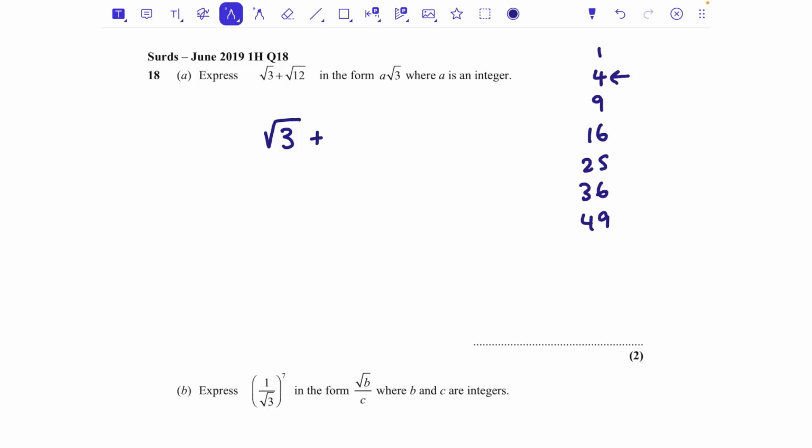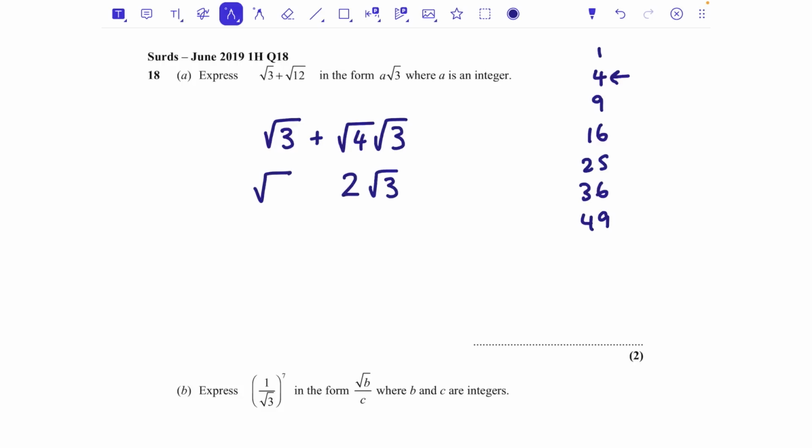So we can write this as root 4 root 3. You're always going to put the square number first, and then you're going to put whatever you need here to multiply with it to make root 12. So root 4, we've picked the 4 because it's a square number, and then 3 because 4 times 3 is 12. So that's that. And now, because we know the square root of 4 is 2, we can say that that is 2 lots of root 3.